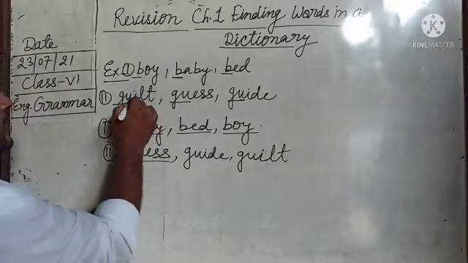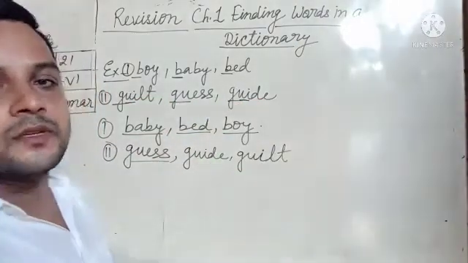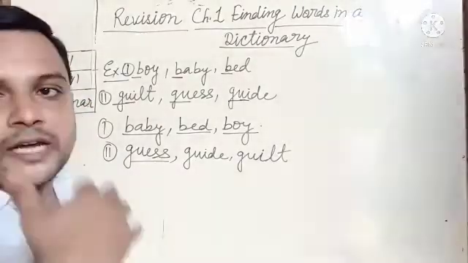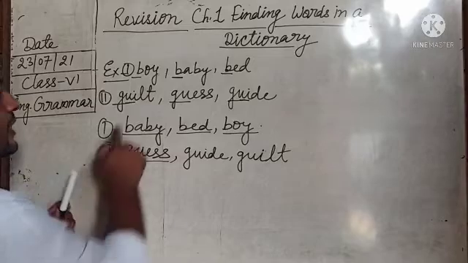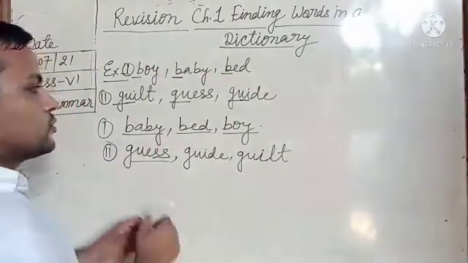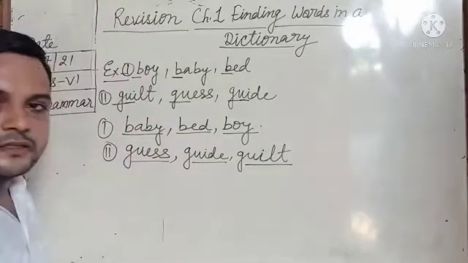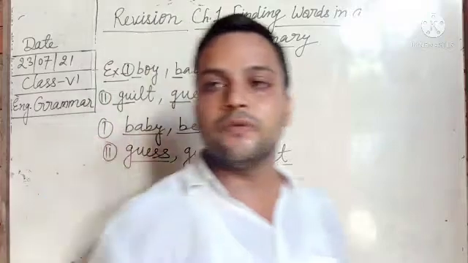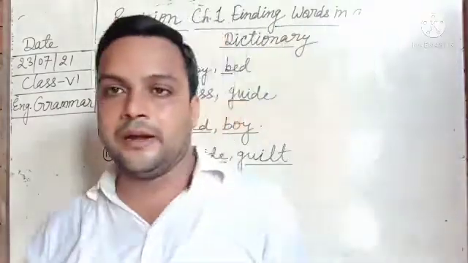So students, in guilt and guide, the first three letters are the same. So these two words will be arranged according to the fourth letter. The fourth letters are L and D. So D comes first in the alphabet. So here we will write guide and at last we will write guilt. So in such a way, students, you will arrange the words in alphabetical order. Okay?